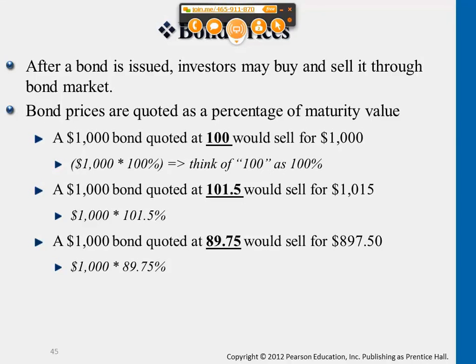Okay, so that's just a way to recognize bond prices. Usually it's listed as just 3 digits or 2 digits. Think of it as percentages.